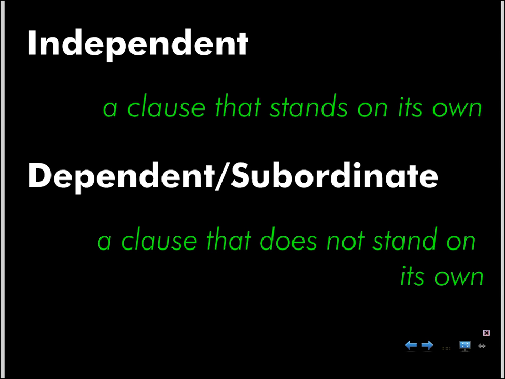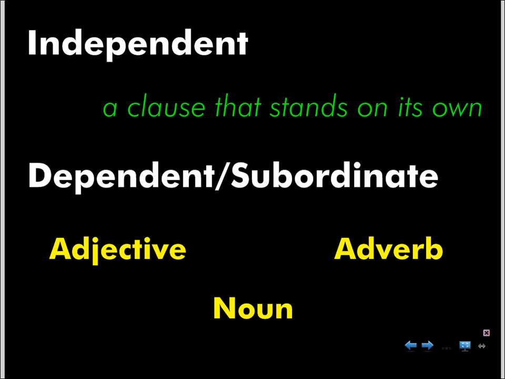Our task today is merely to identify them and try to talk about how they're acting. Dependent clauses can act as three different parts of speech. Anybody know which three? An adjective, a noun, and an adverb. That is correct. Thank you, Michael. They can act as adjectives, they can act as nouns, they can act as adverbs. They cannot act as verbs or any other part of speech. They act as one of those three.